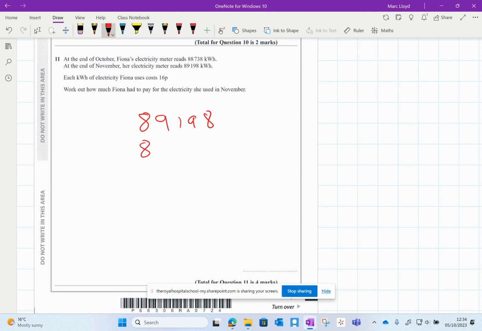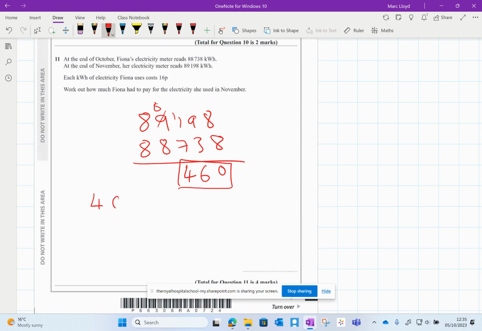89198 minus 88738, and we're going to do a subtraction first, and then we're going to multiply that by 16. So 8 minus 8 is 0, 9 minus 3 gives us 6. I'm going to take one from that column and make 11 there, which is 4, so that's 460. That's not quite finished yet because then we've got to multiply it by 16.